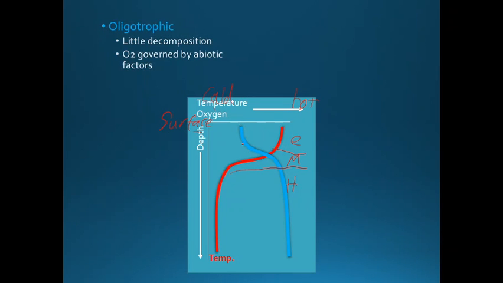Now, an oligotrophic lake will show this pattern, okay? Because there's little decomposition, essentially it's pure water and there's not really life in it, the oxygen dynamics are governed by abiotic factors. So, warmer water has less oxygen. Colder water has more oxygen. So you get this reverse pattern, even though it's at the bottom of the lake, because there's no real life going on in there, you get just physical properties of that colder water having more oxygen driving what happens with the oxygen dynamics.